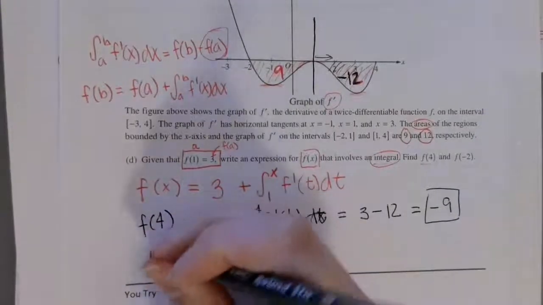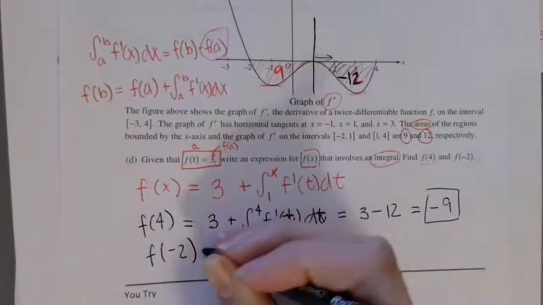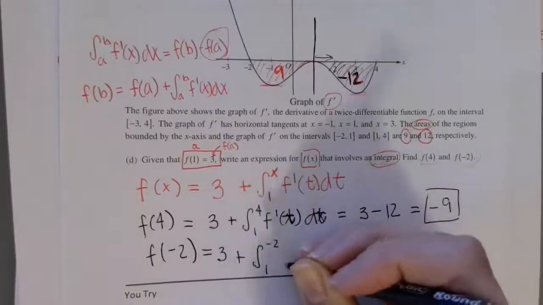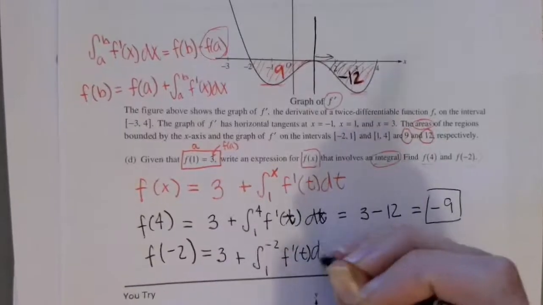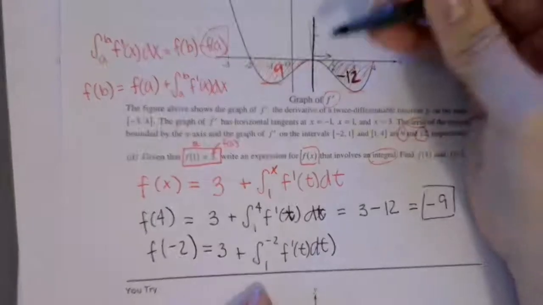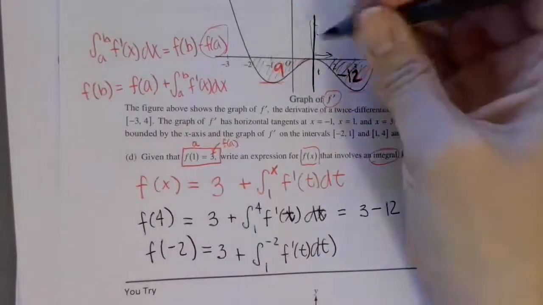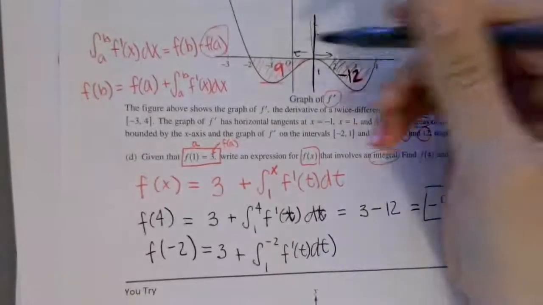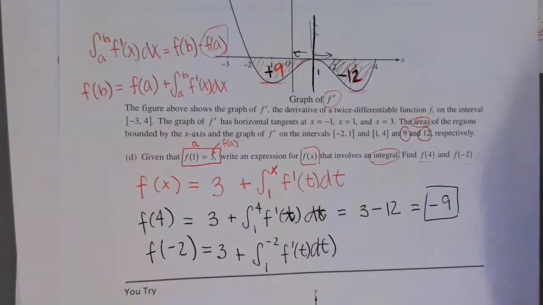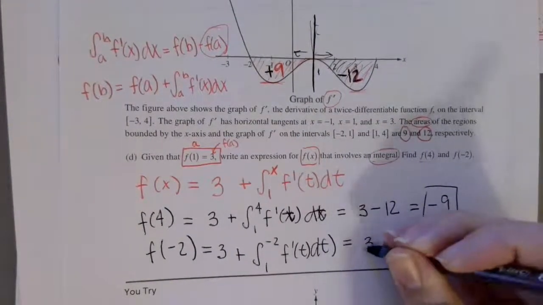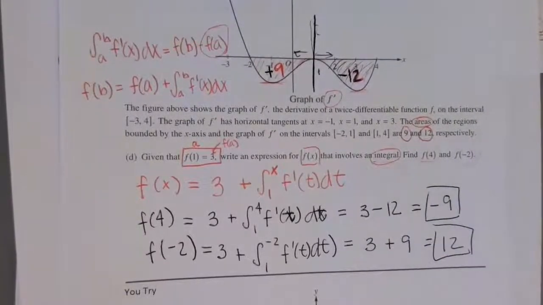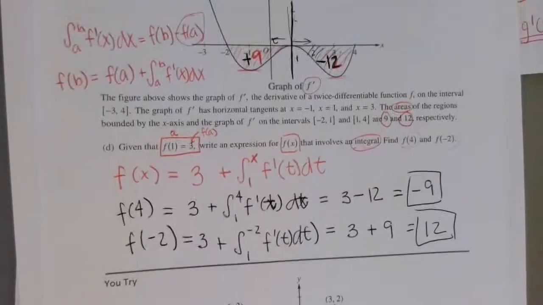Next, they want me to find f of -2. So that's going to be 3 plus the integral from 1 to -2 of f prime of t dt, or x dx. Okay, so now I'm going from 1 back to -2. Well, I'm going backwards now. We're going backwards, we're in opposite land. This is going to be a positive value. So I'm going to wind up with 3 plus 9, which is 12. And those are my answers there.